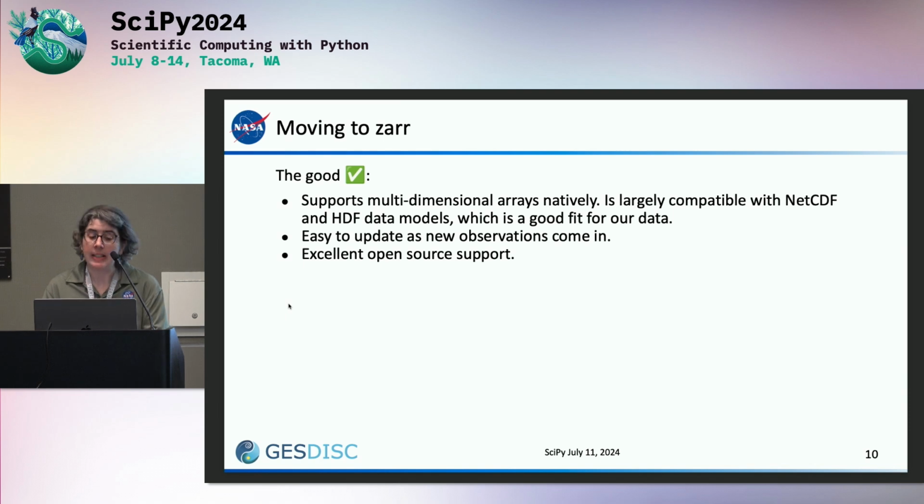It is easy to update as new observations come in. If you are familiar with Zarr, every chunk in a Zarr store is stored in its own object. So when you are updating that Zarr store, you only need to write those chunks that are actually getting updated. You don't have to write the whole thing. And then, you know, it has really excellent open source support.